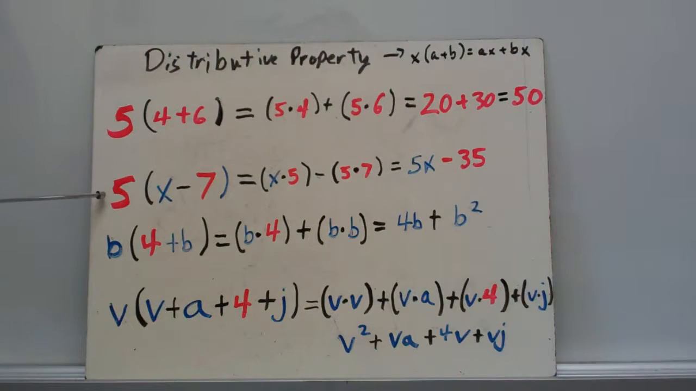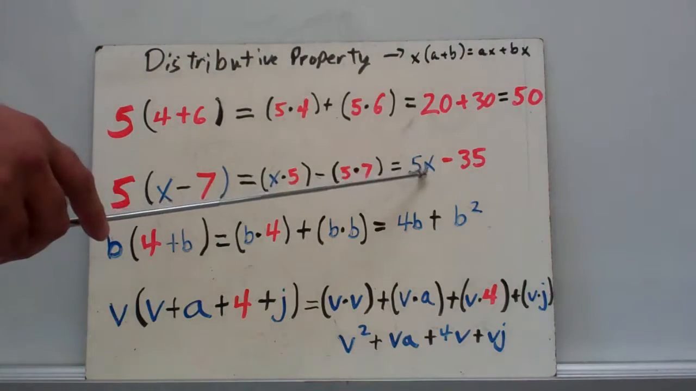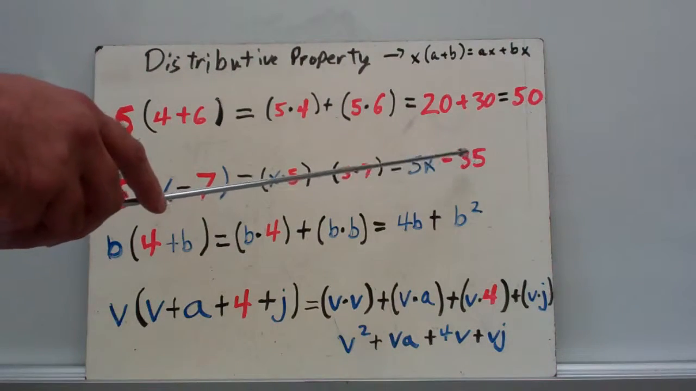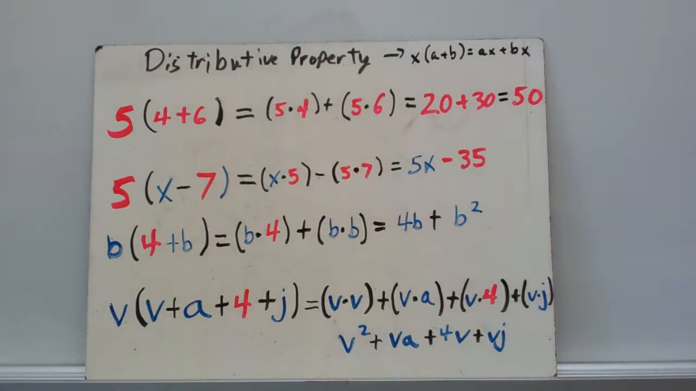If we look down here at the next example, we have 5 times the quantity of x minus 7. We take the 5 and multiply it by the x, take the 5 and multiply it by the 7. So 5 times x leaves me with 5x. 5 times 7 leaves me with 35. This is a subtraction sign, so that stays in between. So we end up with 5x minus 35, and that is simplified. And we can't do anything else with that.